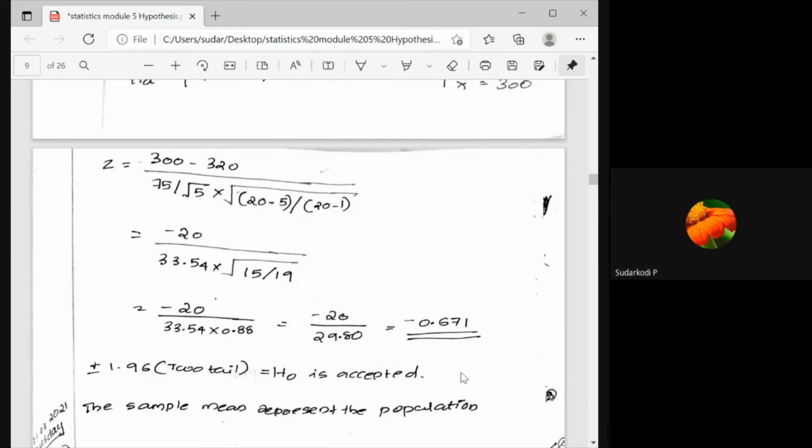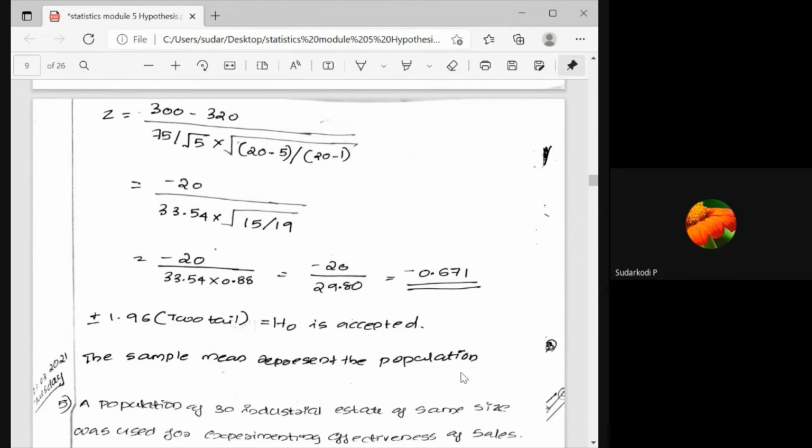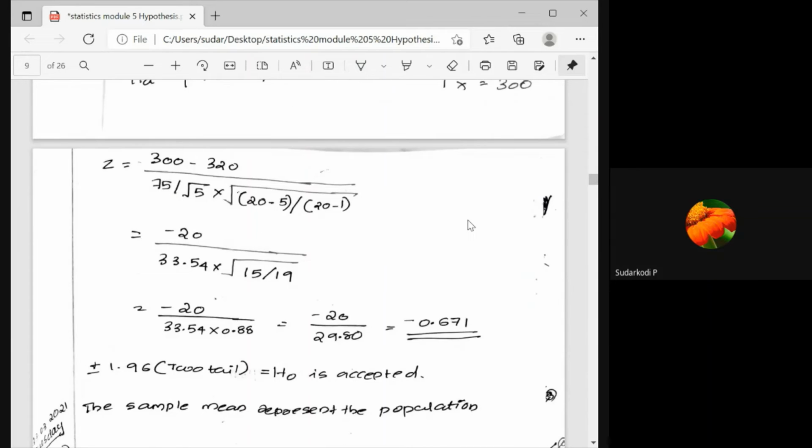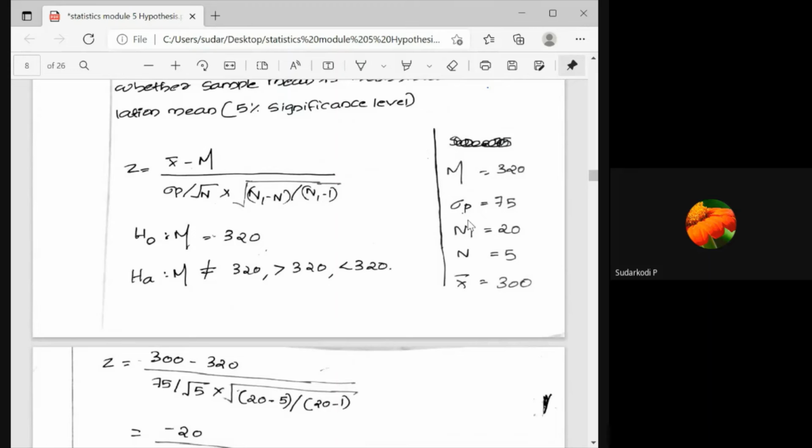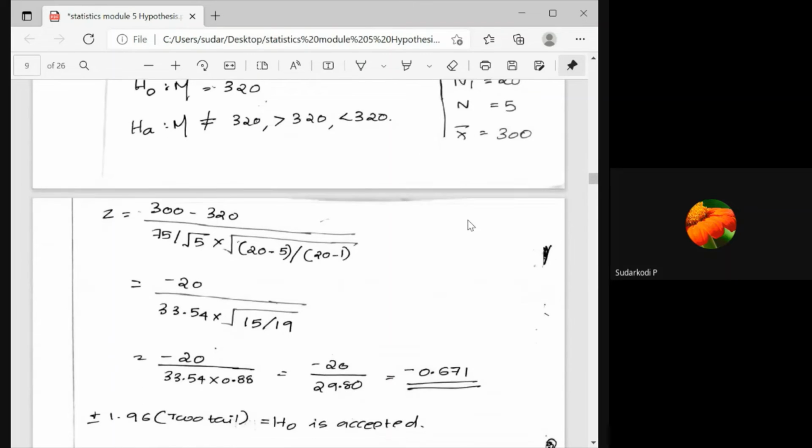And so we conclude that sample represents the population. Same conclusion. Only the formula differs because you have a population size. Got it? The concept is same. Done. Shall we move further?